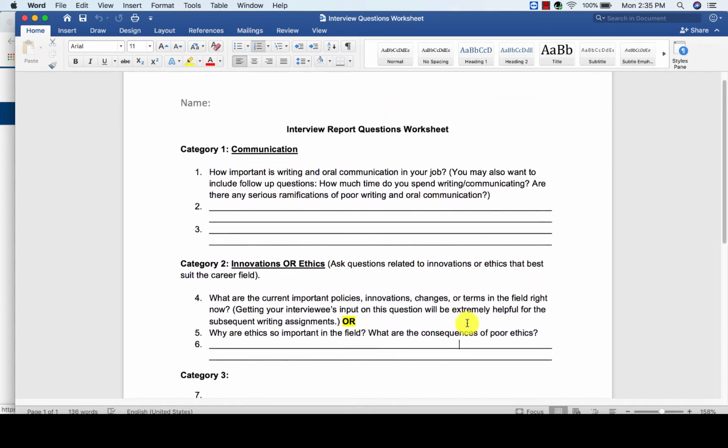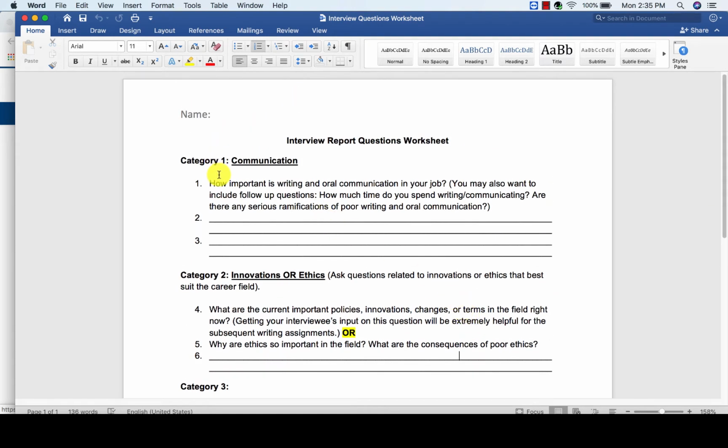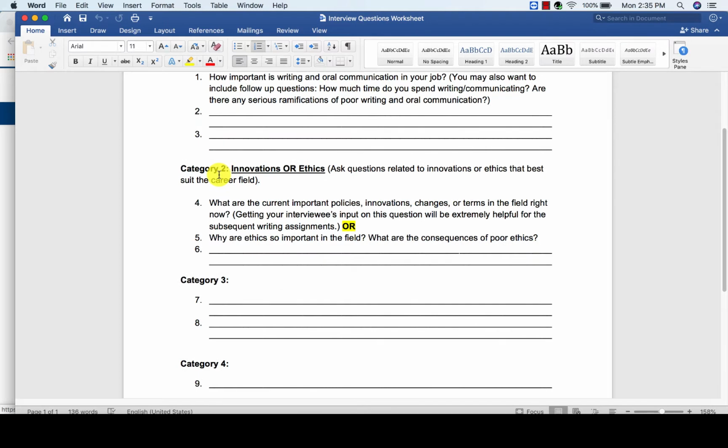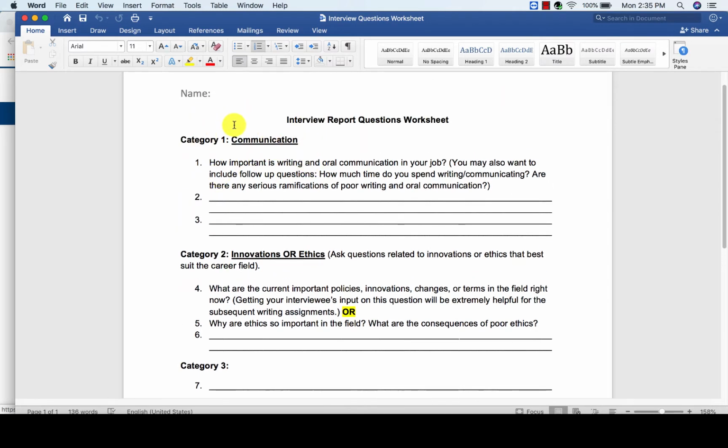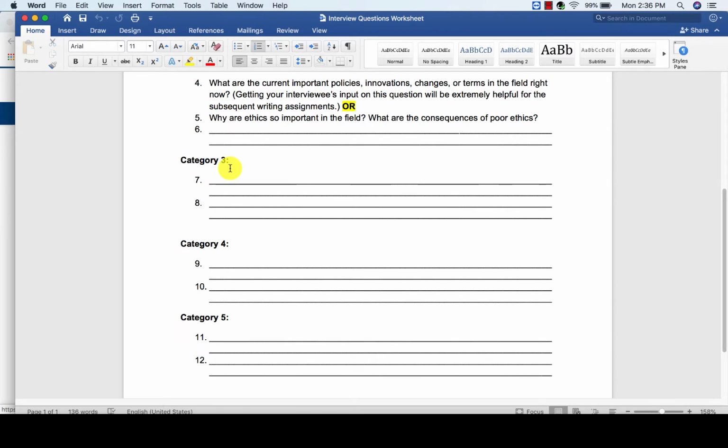So on this, I've broken this down already for you. You see 2 categories are given. You can talk about communication, or you can talk about either innovations or ethics. Don't do both, just pick one or the other. Then there is space for 3 more categories. So why do you need categories?